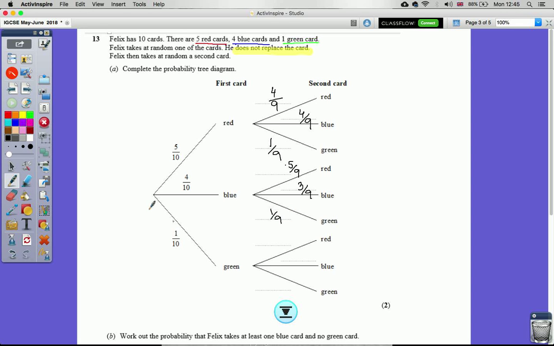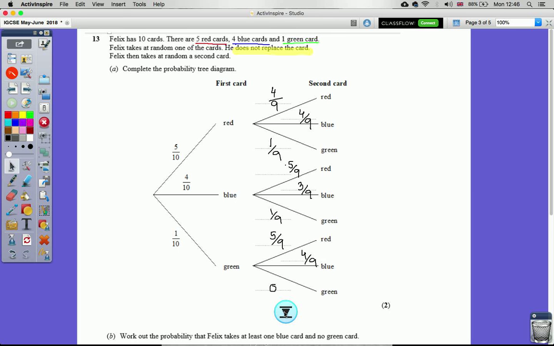Now, if you get a green the first time, there's only one green card. Are there any more green cards left? No. So the probability of green will be 0. The probability of red will be 5, and there are 9 cards remaining, and the probability of blue will be 4, there are 9 cards remaining. So that's your probability tree diagram completed.